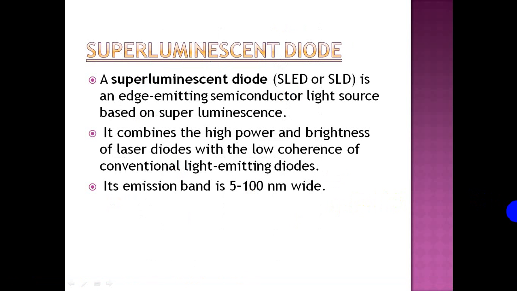A special type of LED is the superluminescent LED. It is an edge-emitting semiconductor light source based on superluminescence. It combines the high power and brightness of laser diodes with the low coherence of conventional light-emitting diodes. Its emission band is 5 to 100 nanometers wide.